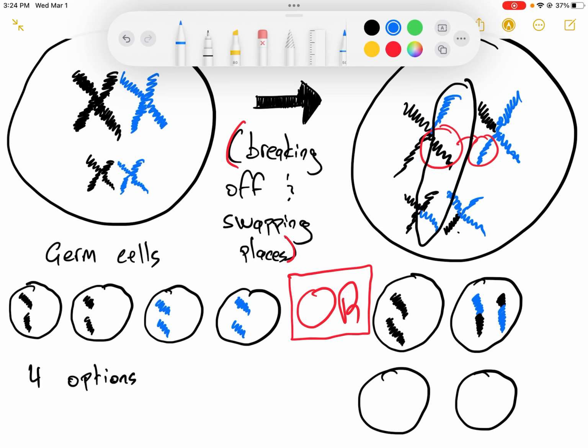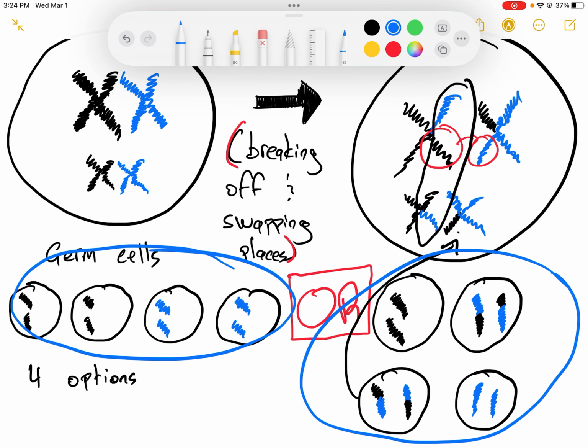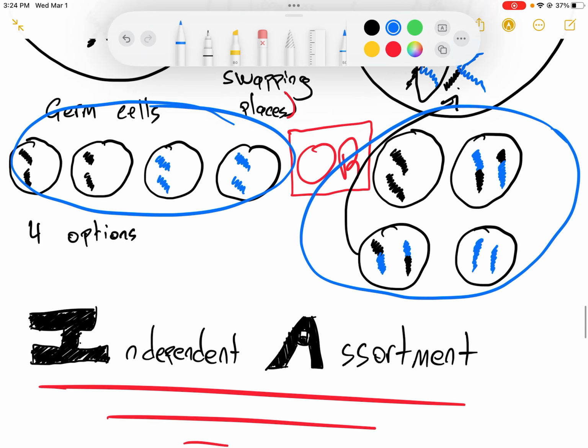And then in the third leg, we'll have a black and blue chromosome, and then a blue and black chromosome. So those broke off. These are coming from that leg. And then finally over here we've got a blue chromosome and a blue chromosome. So as you can see, there's a lot more genetic variation in this cell that had crossing over than in the cell that did not do crossing over.